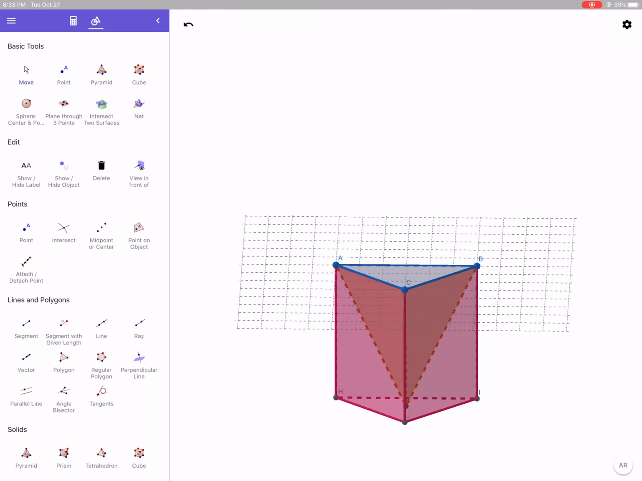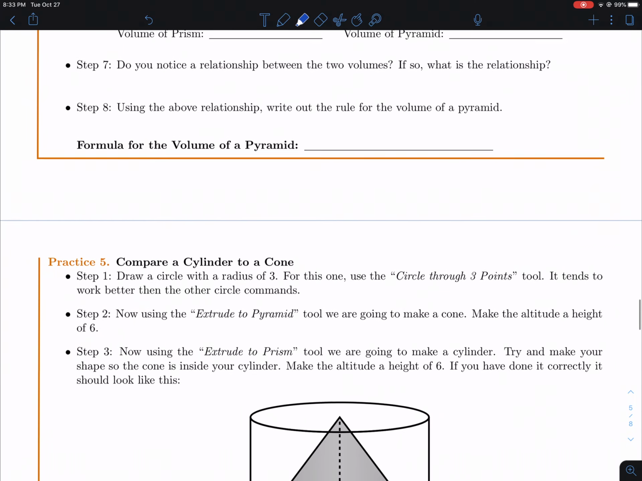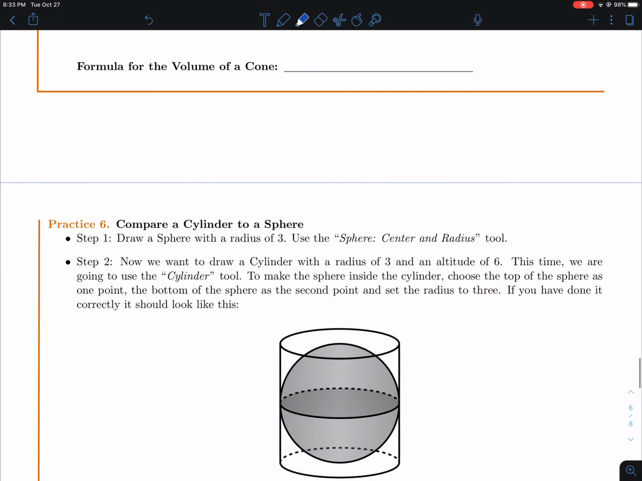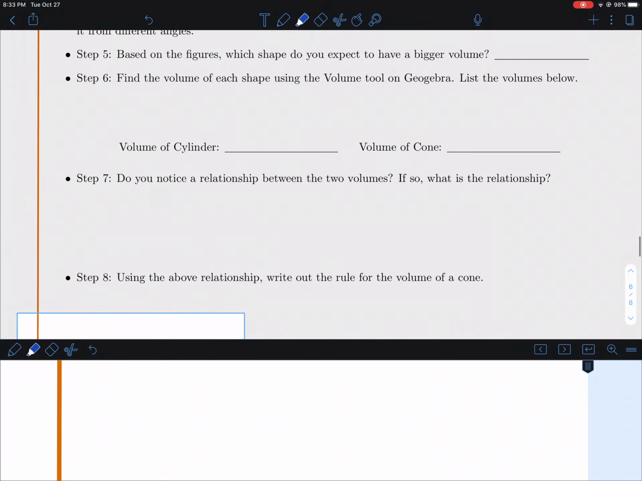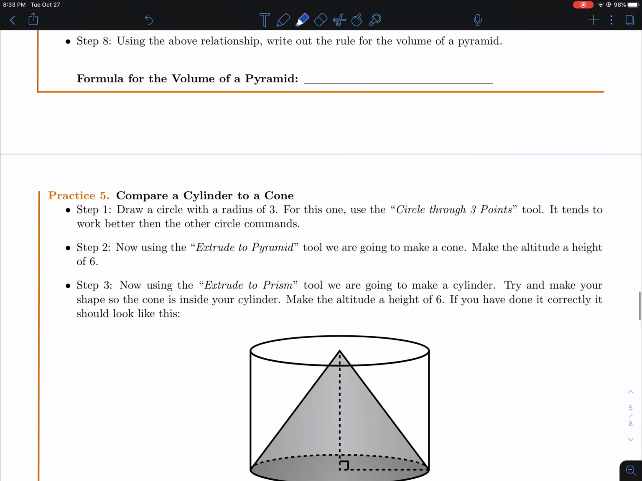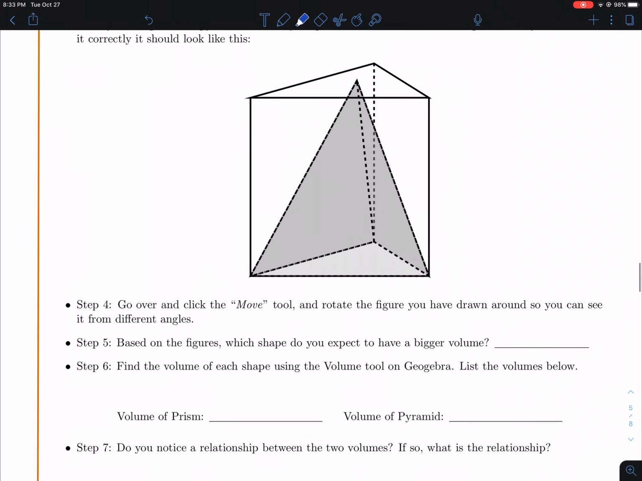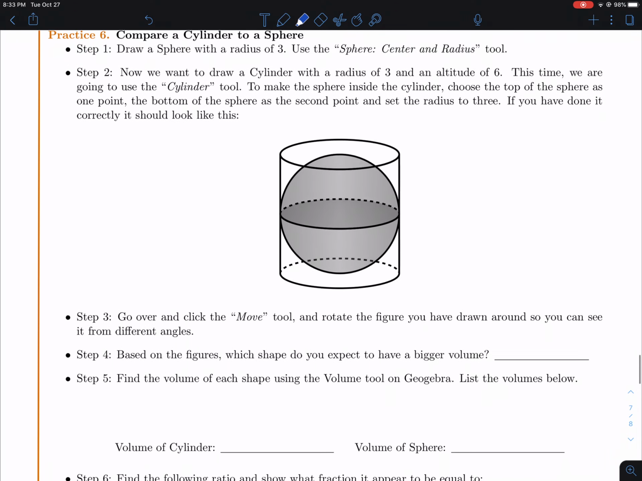Then do the same thing with the other 2 practice problems as well. So again, just follow the steps on these, see if you can come up with the formula. The collaboration for today is going to be to take a selfie with one of your drawings, either the cylinder and the sphere, the cone and the cylinder, or the triangular prism and the triangular pyramid, just to see that we were actually successfully able to do it.